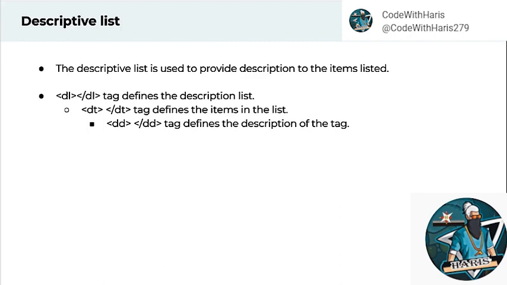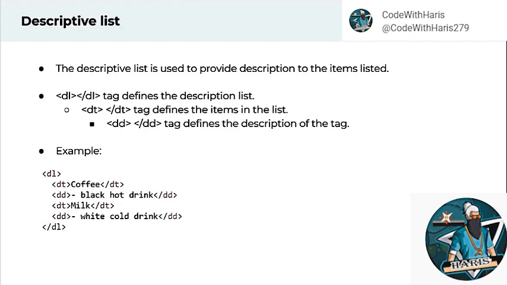Let me show you a quick example of it. It is going to give you a clear understanding of the descriptive list. Suppose here you need to specify these two items in an HTML page, let's say coffee and milk. But you realize that you need to specify some description as well, that what is the purpose of coffee, what is the purpose of milk. So here you can use a descriptive list.